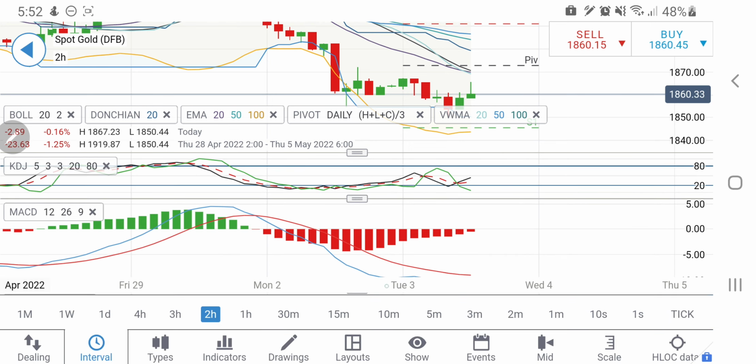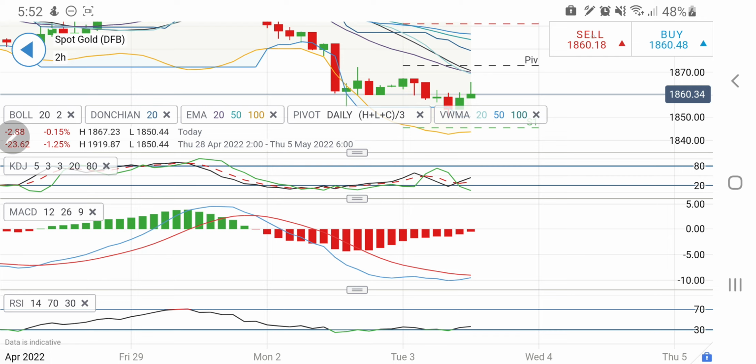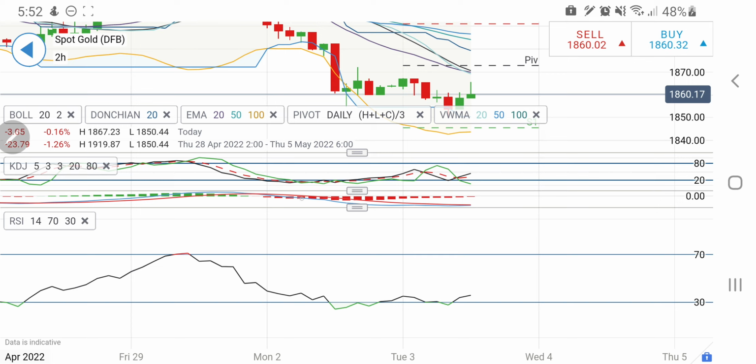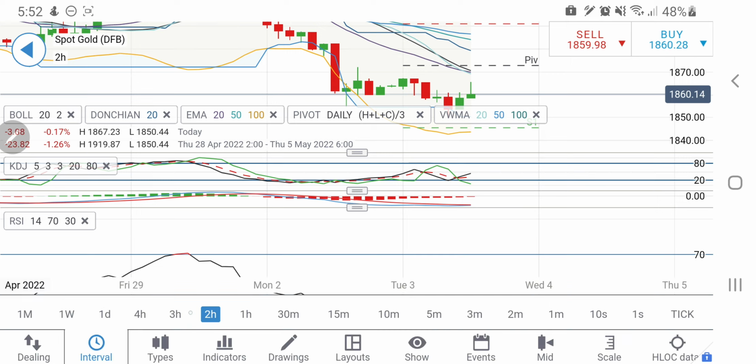Now look at the 2 hour stochastic looking upwards. MACD is trying to converge and cross over. So if it crosses over, it will enter into the bullish zone. This was oversold and that is why we can see a little bounce back on the 2 hour chart.